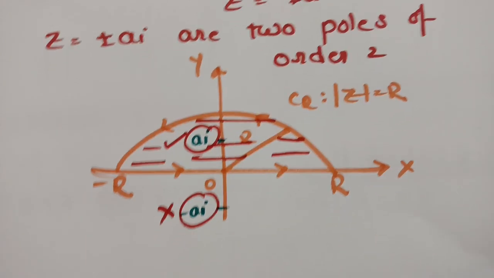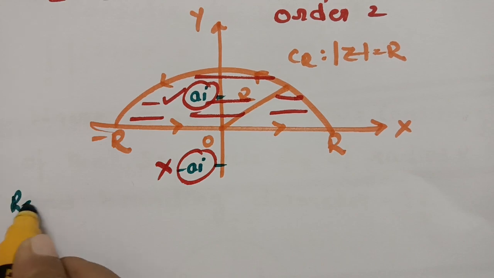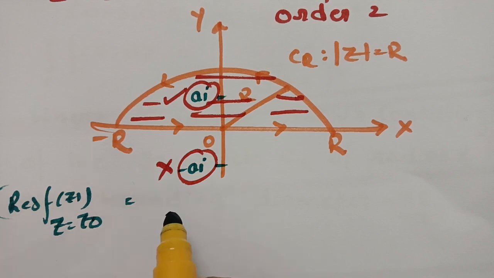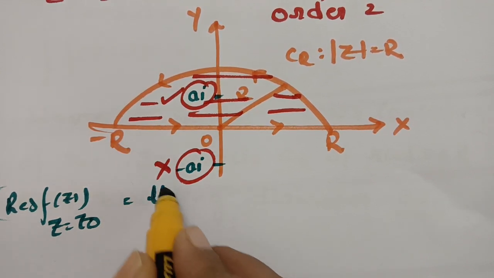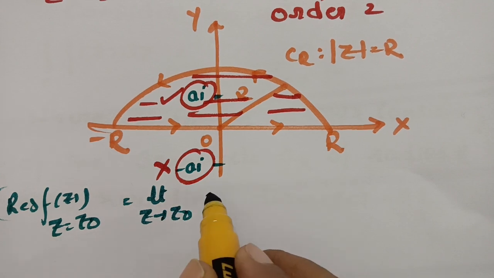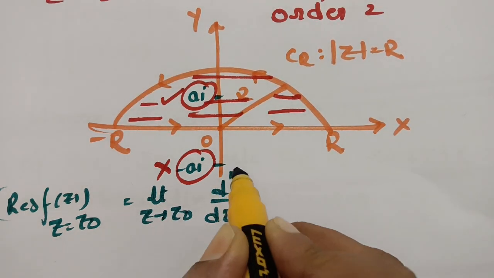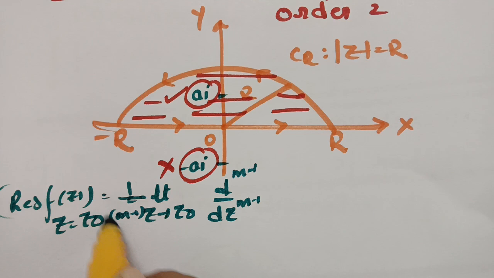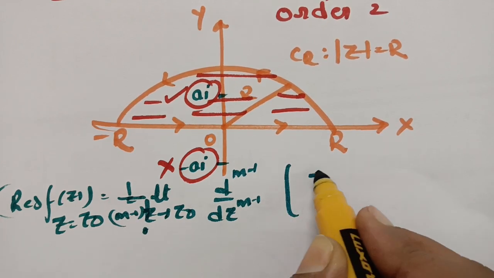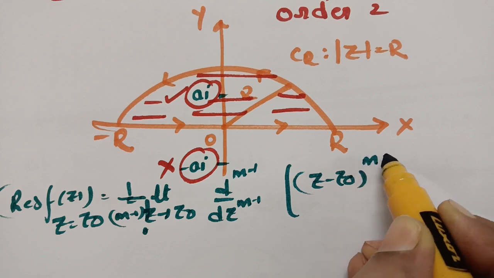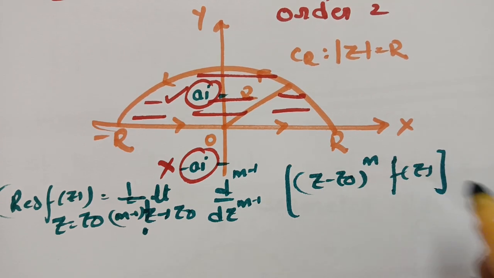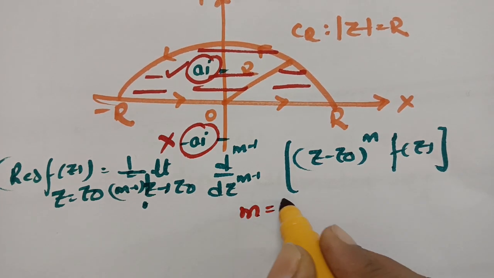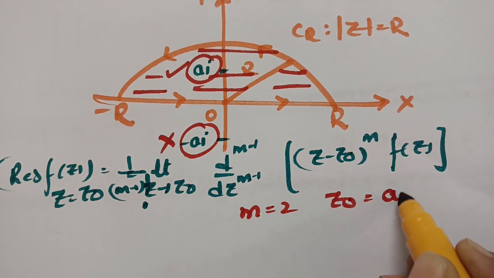For finding the residue, see here, the residue of f of z for the interior pole z equal to z naught, as it is of order 2, here is the formula: limit z tends to z naught of d by dz power m minus 1, 1 by m minus 1 factorial into z minus z naught power m into f of z. So this is the formula. Here it is very clear that m is nothing but the order value. So m, the order, is equal to 2 and z naught is the interior pole ai.